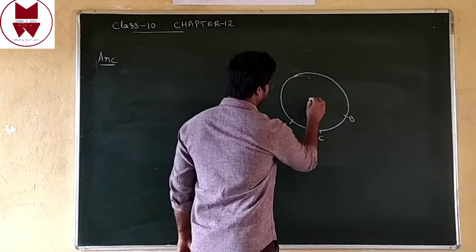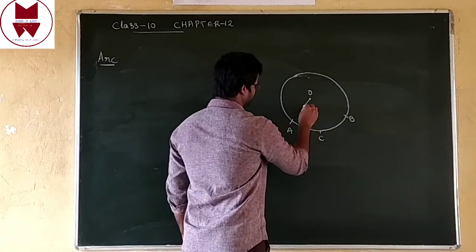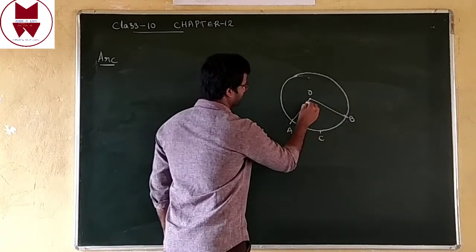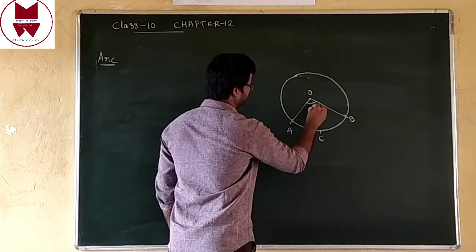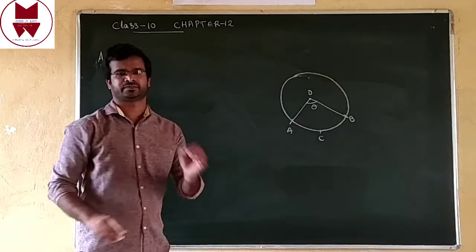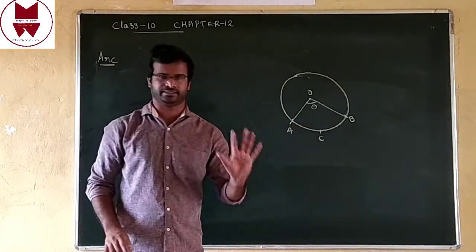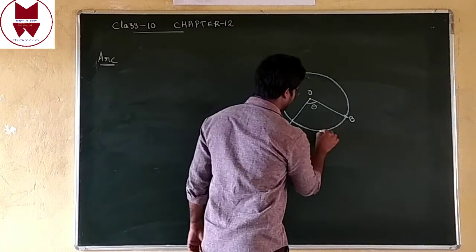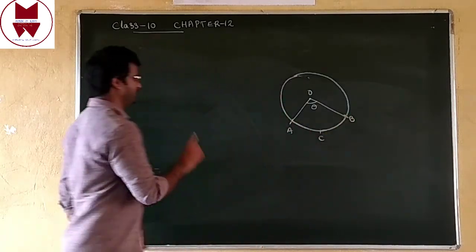Then the center is O. If you make two radii OA, OB, we can make one angle here. We can say that is theta, 30 or 60, anything. Okay. Then how can we find out the length of arc ACB? We will use one formula.